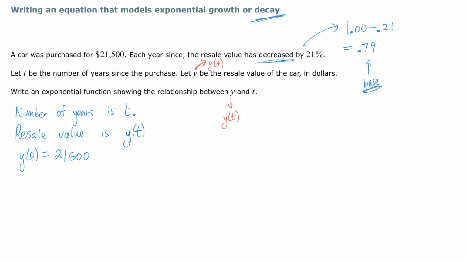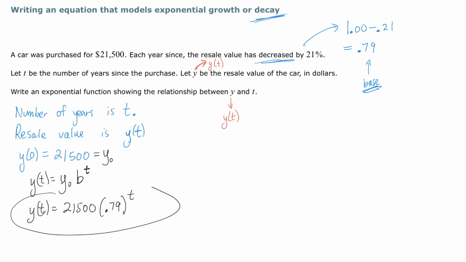And for this exponential model, it's simply y of t is equal to the initial amount, which we could call y naught, y sub naught. And then we have some base. Our base amount is, let's call it b. And then raised to the t power, where t is in years. And let's substitute: y of t is equal to y naught, which is 21,500. And then our base is 0.79, and then we raise it to the t power. And this is a pretty good exponential decay. You know it's decay because the base is less than 1. Let's circle that for our final answer.